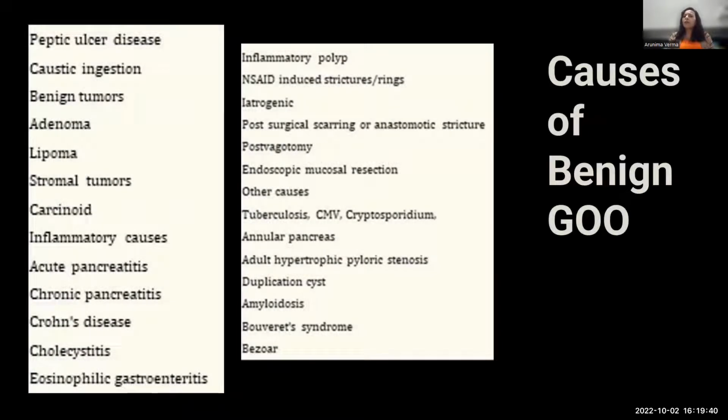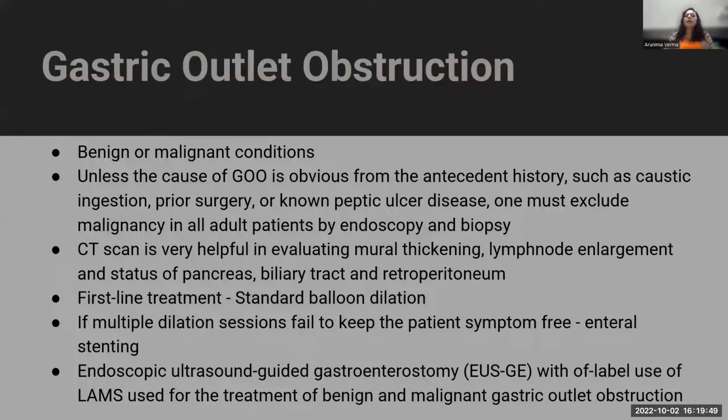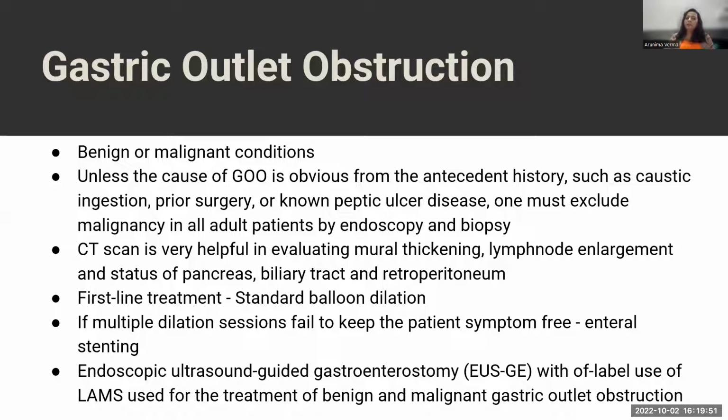Coming to the gastric and duodenal strictures, there are a lot of causes of benign gastric outlet strictures like peptic ulcer disease, caustic ingestion, chronic pancreatitis, Crohn's disease, and so forth. So it could be either benign or malignant conditions that cause the gastric outlet obstruction. You have to first find out the cause of the stricture before you go ahead with a procedure. CT scan is very useful because it helps you in evaluating the mural thickness and also the lymph node enlargement, status of pancreas and biliary tract, and retroperitoneum.